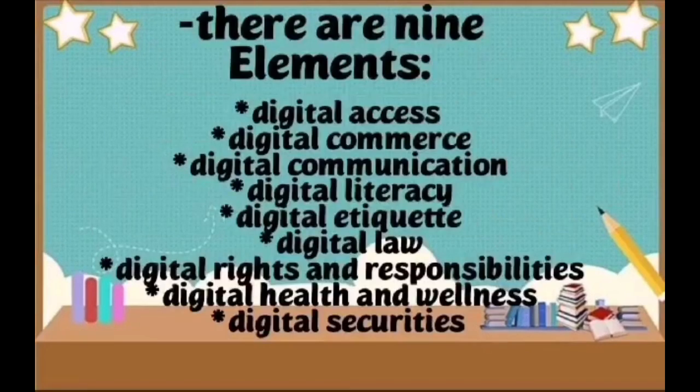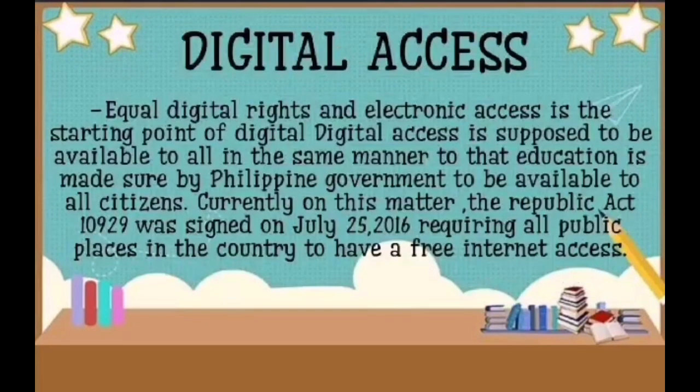And there are 9 elements, which is digital access, digital commerce, digital communication, digital literacy, digital etiquette, digital law, digital rights and responsibilities, digital health and wellness, digital security. So, digital access, equal digital rights and electronic access is the starting point. Digital access is supposed to be available to all in the same manner. Education is made sure by the Philippine government to be available to all citizens.